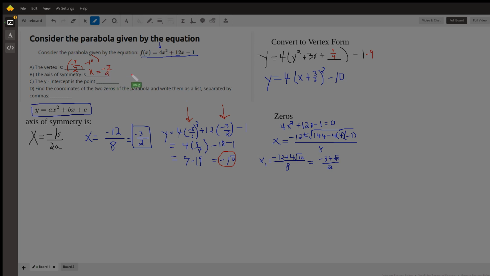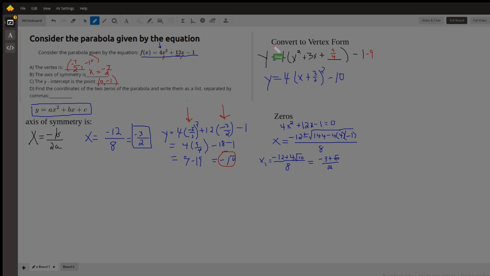The y-intercept just means, what is the y-coordinate when x is 0? So if you plug in 0, those first two terms just disappear, and the y-coordinate of the y-intercept is negative 1.